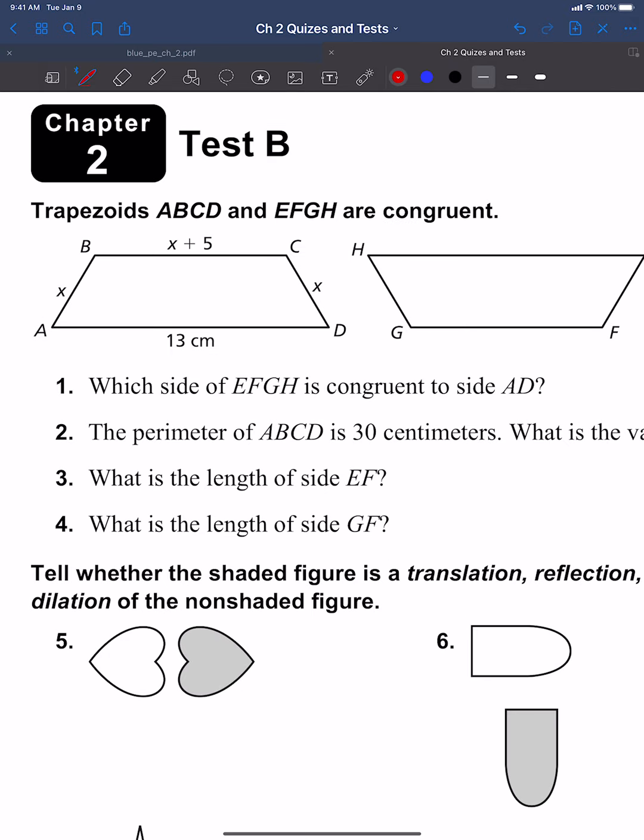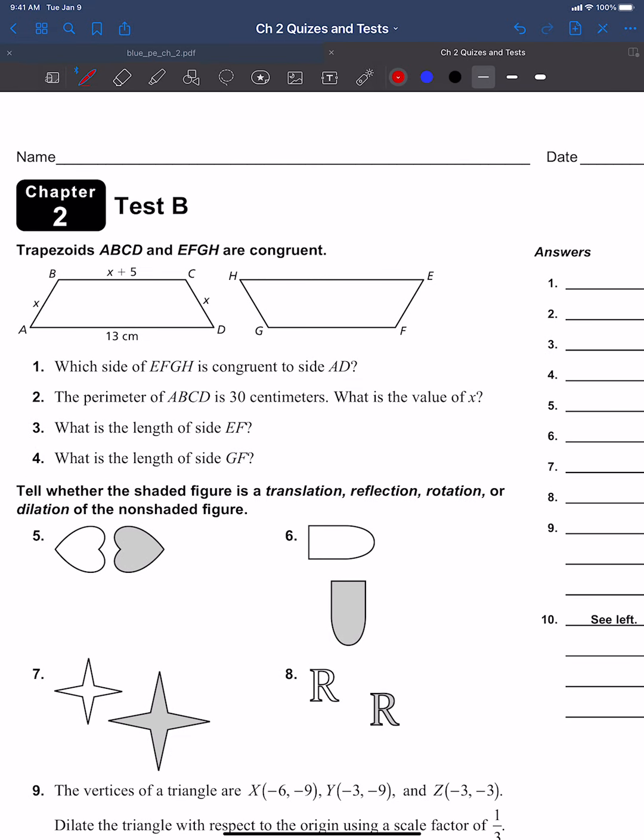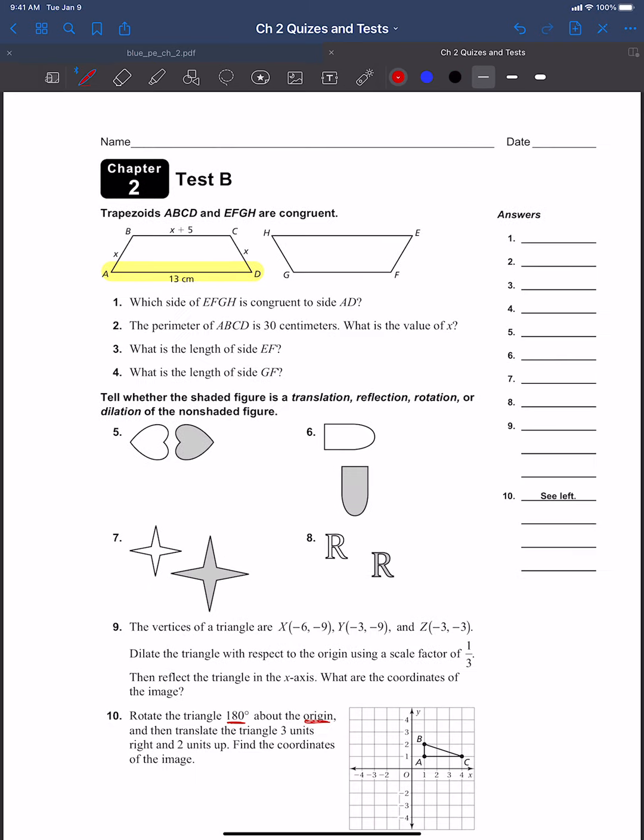The trapezoids ABCD and EFGH are congruent. That's nice to know. Which side of EFGH is congruent to side AD? Where's his corresponding side? GF? Oh, wait, is it GF? No, it's H-E. HE. So I'm going to say HE, because it was flipped. Yep, good. So I'm going to highlight that one so you guys remember we just did him. Okay. The perimeter of ABCD is 30 centimeters.